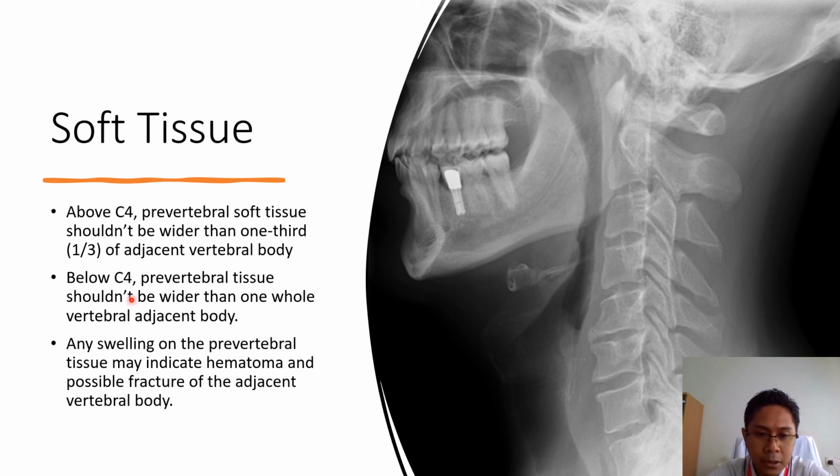Also, below C4, the prevertebral tissue shouldn't be wider than one whole adjacent vertebral body. If you see in this X-ray, the soft tissue follows the rule for prevertebral soft tissue swelling. So we might safely say that this patient might not have a cervical vertebral body fracture.